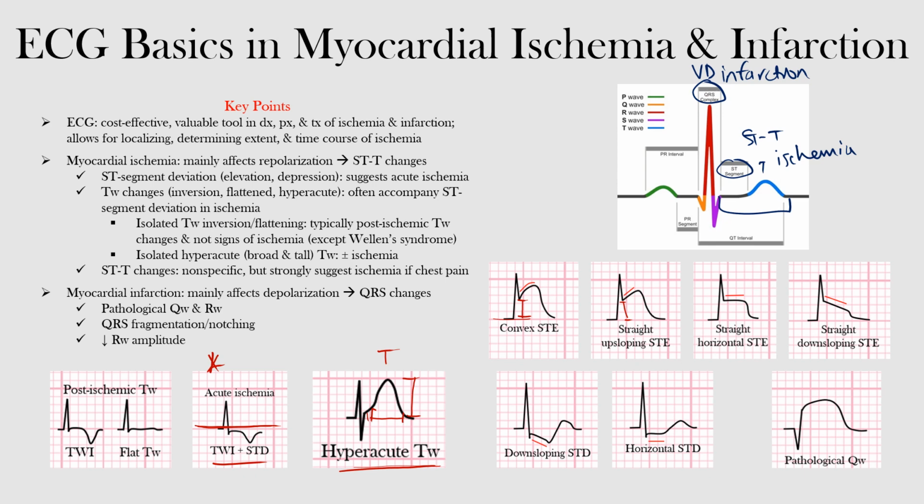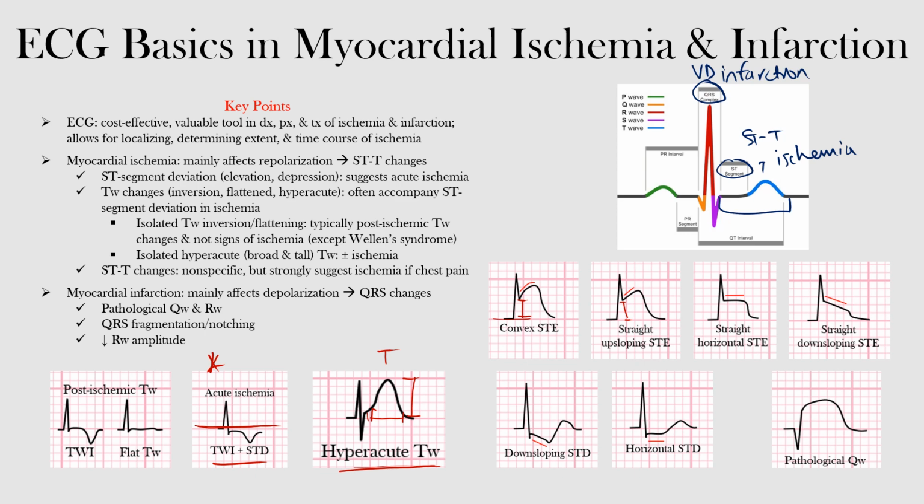Now let's look at myocardial infarction. We said that myocardial infarction primarily affects myocardial depolarization, and that's the QRS complex. The most characteristic finding here is abnormally large Q waves, which are also referred to as pathological Q waves. There are also pathological R waves that we will look at in another lecture. We can also see fragmentation or notching of the QRS complexes, as well as a reduction in the R wave amplitude due to a loss of viable myocardium. And as we mentioned above, isolated T wave inversion or flattening may be seen, representing post-ischemic T wave changes.